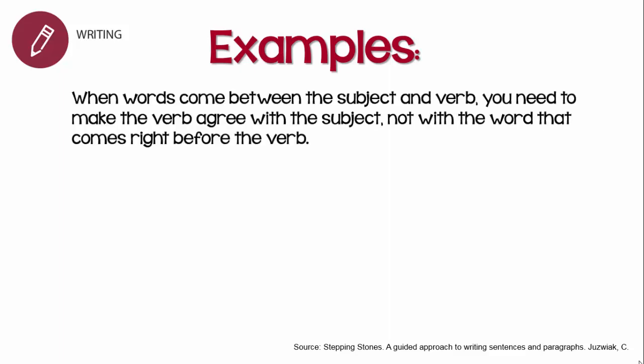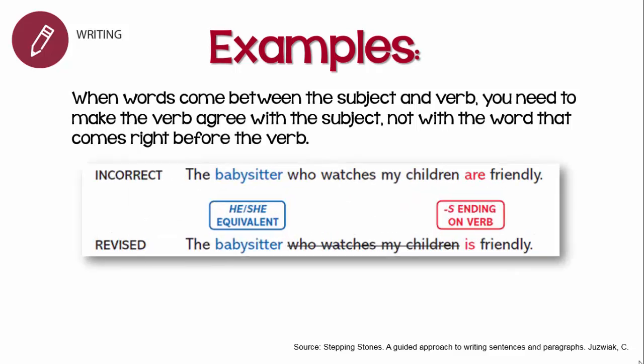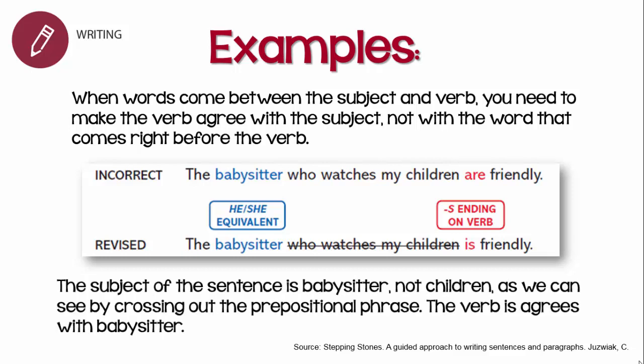For example, when words come between the subject and the verb, you need to make the verb agree with the subject and not with a word that comes right before the verb. It is incorrect to say, "The babysitter who watches my children are friendly," because the subject is not children. The subject of the sentence is babysitter, as we can see by crossing out the prepositional phrase. The verb is agrees with babysitter.